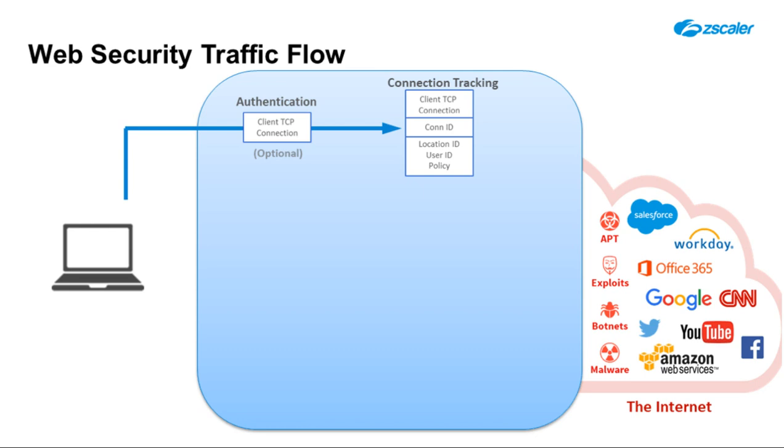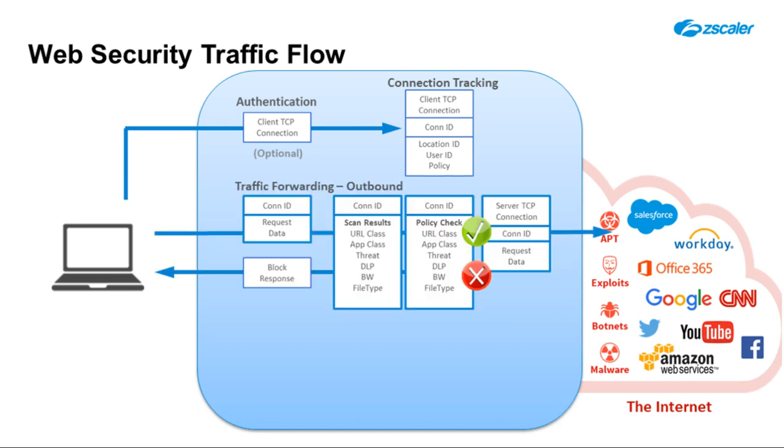This is a high-level diagram of how traffic flows through our system and which checks are engaged when. Our first step is to figure out who the user is and assign a connection ID. With the connection ID, we'll request the policy and we'll do all the checks.